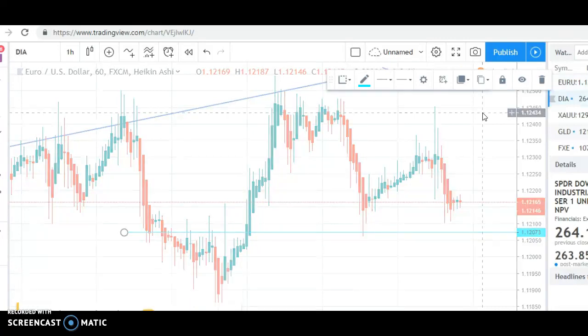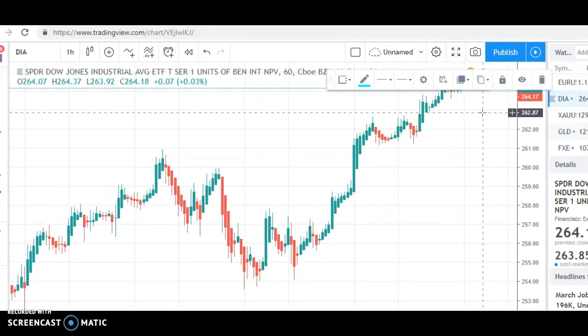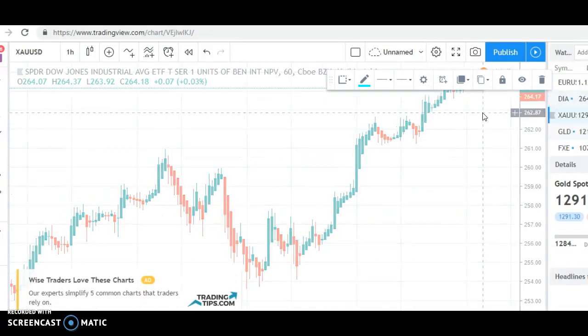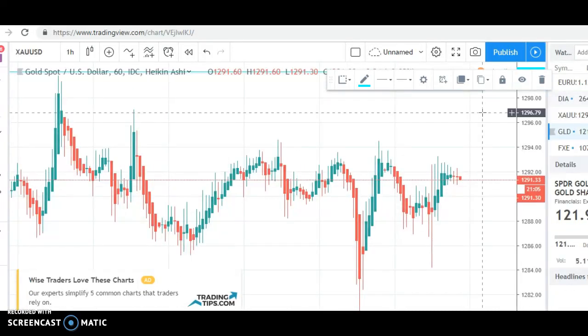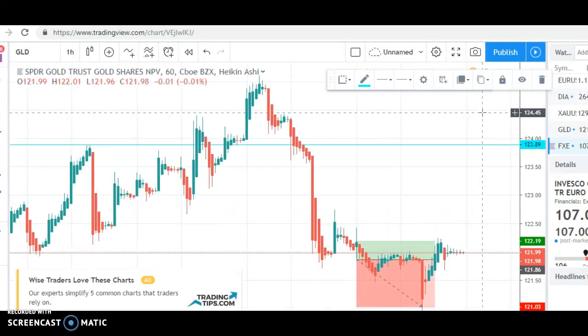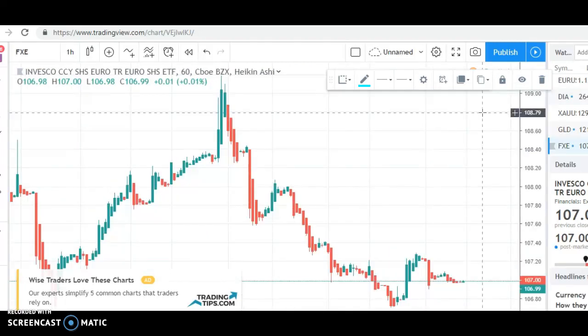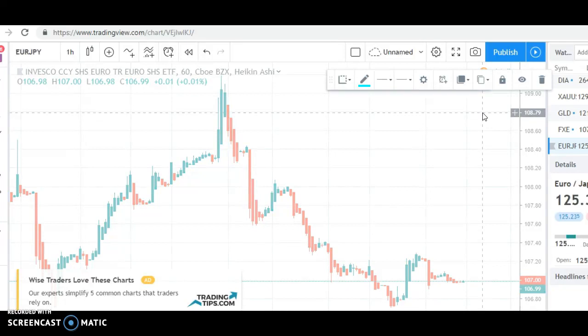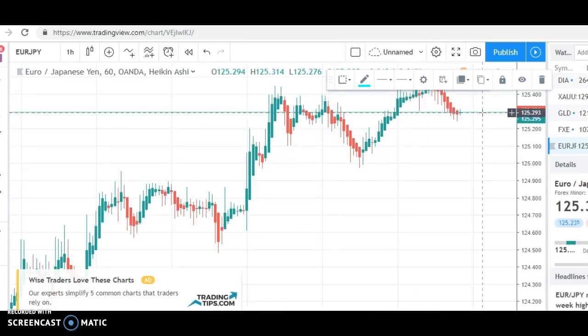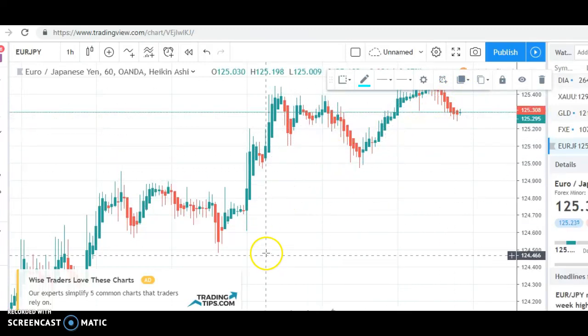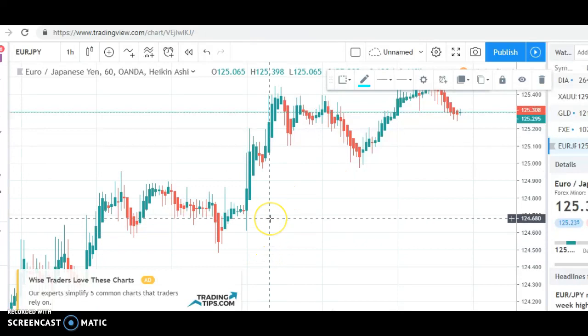Okay, let's see other ones. These are stocks. Okay, this is the Euro Japanese yen. What happens to that currency? It's a 1-hour time frame. Okay, Euro Japanese, this is going to be buying. It's going to be buying for the week. Yeah, but it's all dependent on our strategy.